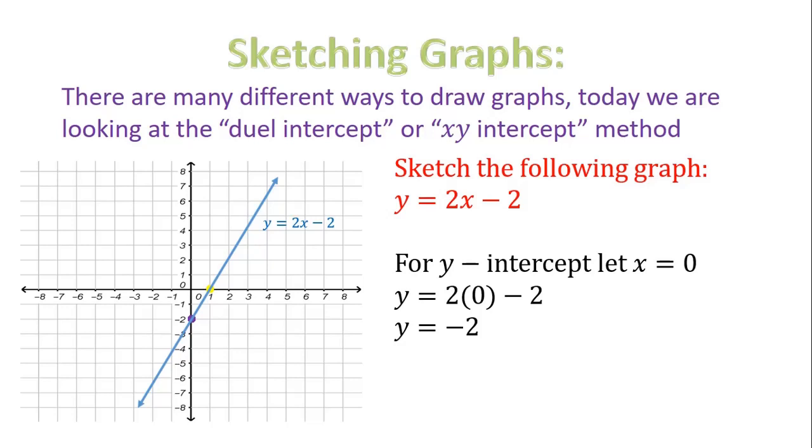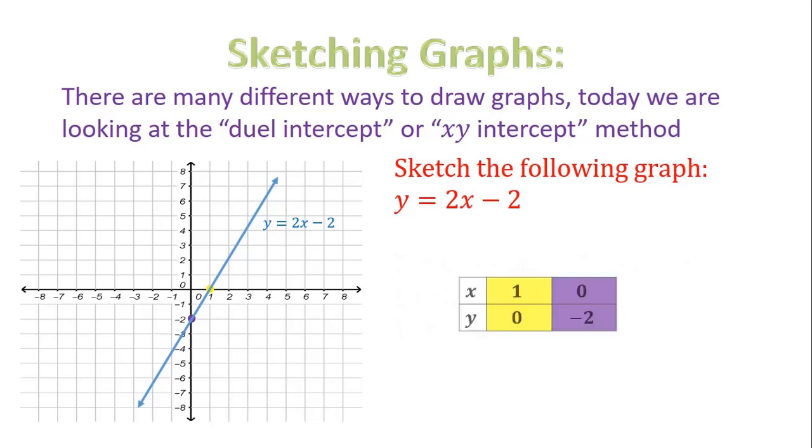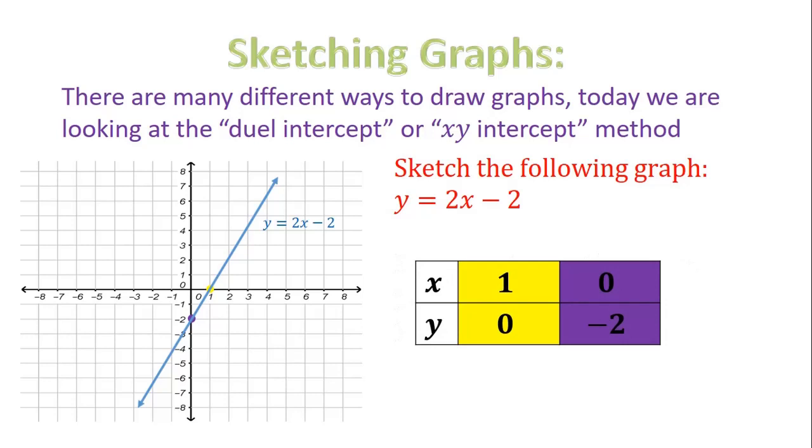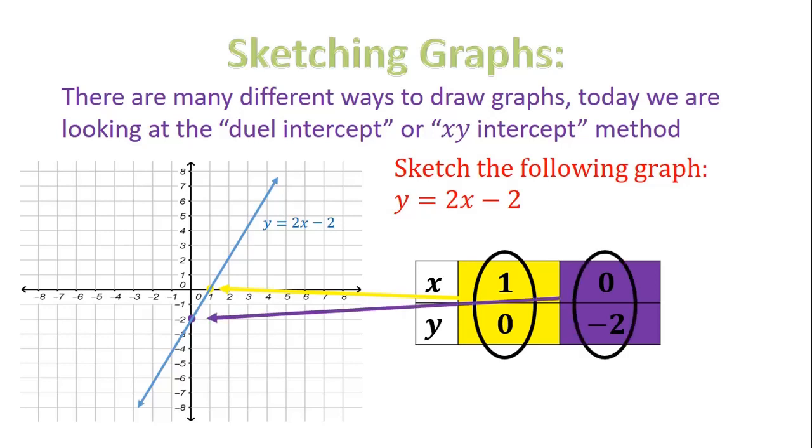Now if you were using the table method, the simplified table method that is, you would have a table that looks like this. For your yellow dot, we'd have x equal to 1 and y equal to 0. And for your purple dot, you'd have x equals 0 and y equals minus 2. Again, you do that table, you work out your 2 points, put your 2 points on your axes, draw your line.